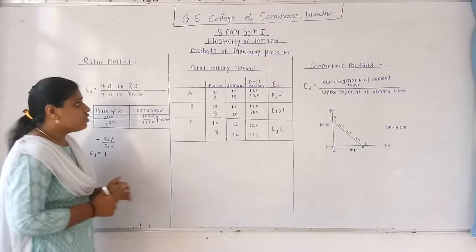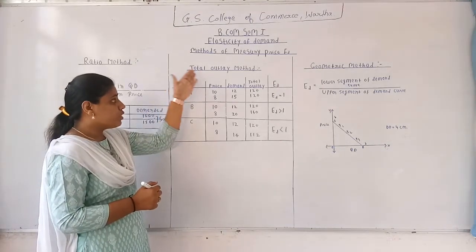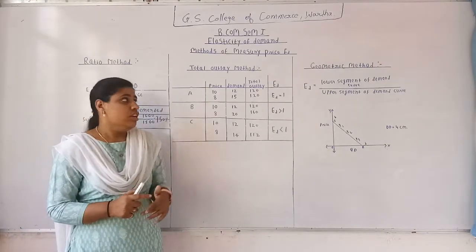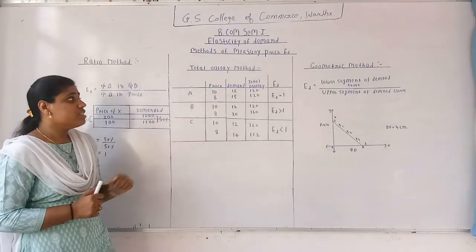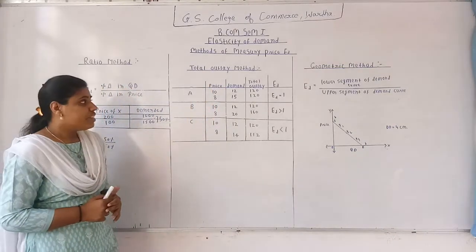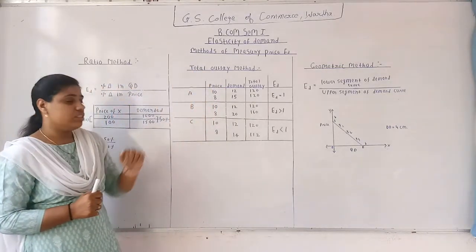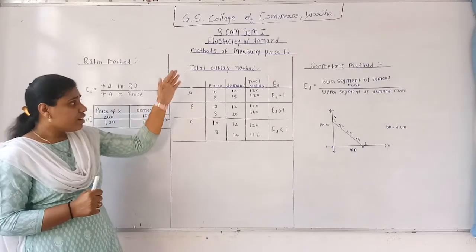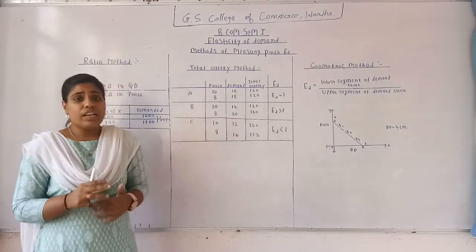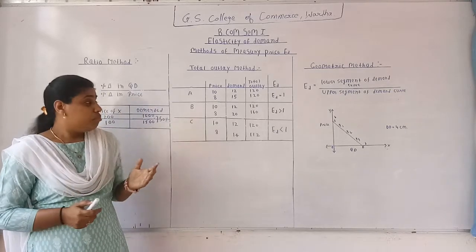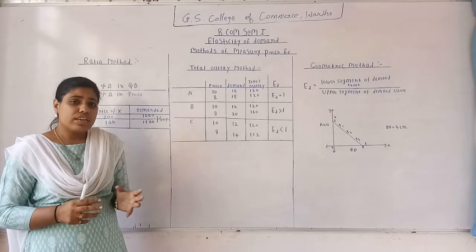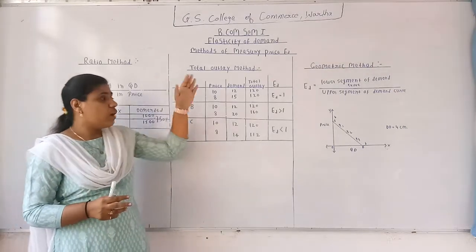Now we will move towards the second method, that is the total outlay method. Here outlay means expenditure, so this method is also called the total expenditure method. This method was given by Professor Alfred Marshall. Under the total expenditure method or total outlay method, for calculating the elasticity of demand, the focus is given on total outlay.